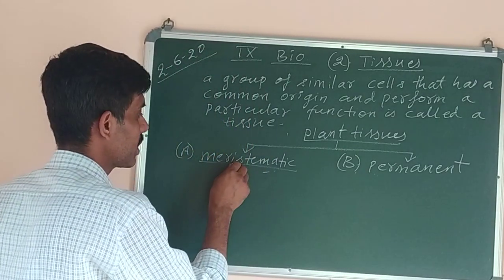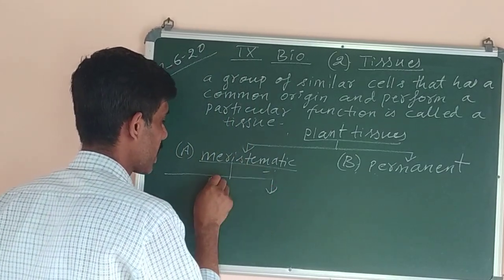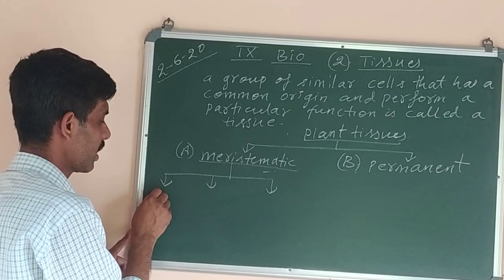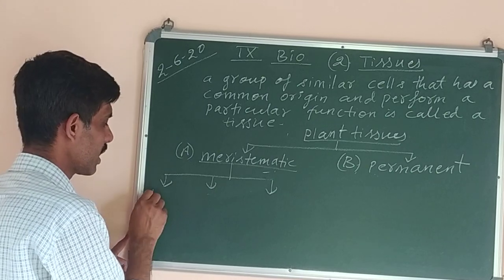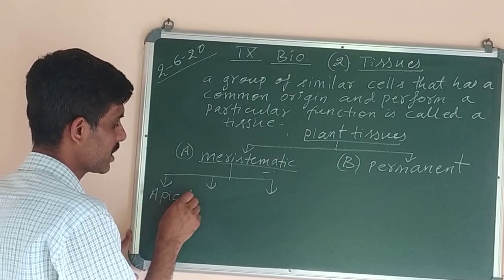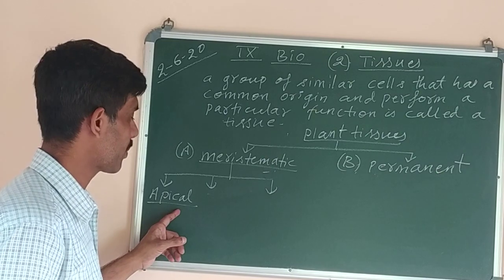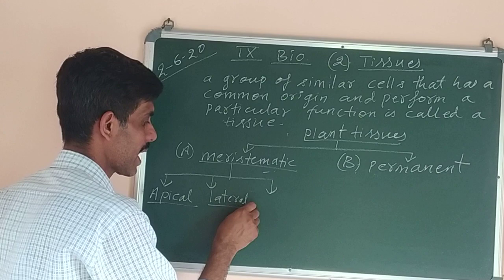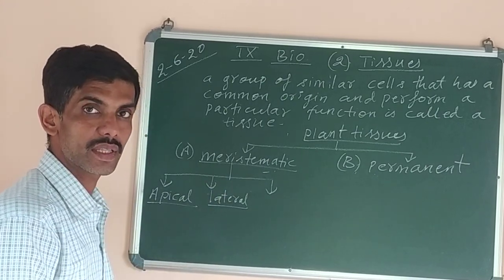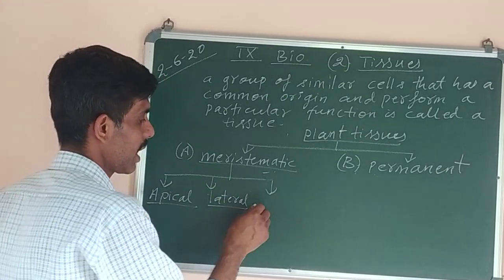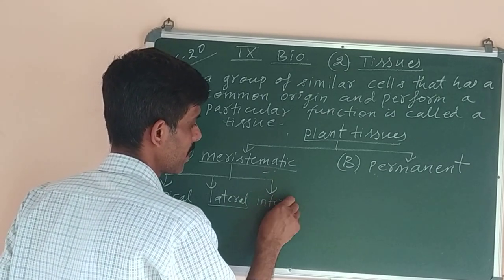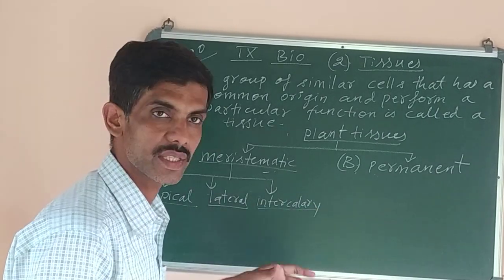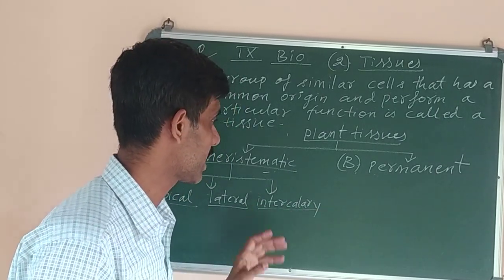So meristematic tissue, again on the basis of their location, that is where they are present, is further classified into three types. What are they? Apical, lateral and intercalary. Apical meristem is the one which is present at the tip of root and shoot. Lateral meristem is the one which is present in the sides, that helps to increase the diameter or the girth of the plant. And intercalary meristem is the one which is present in between the internodes. It helps to increase the length of internodes, intercalary meristems.